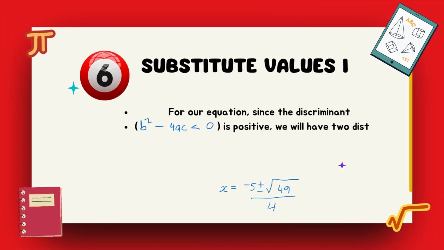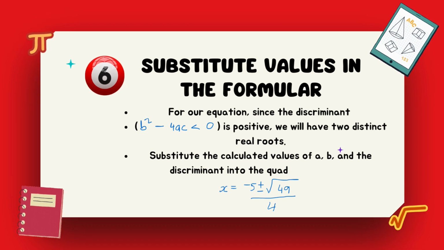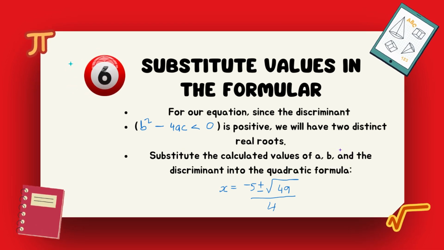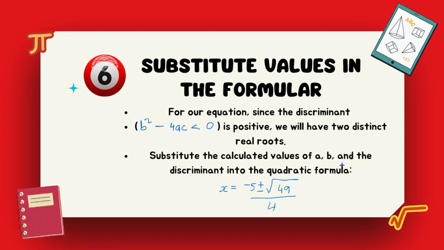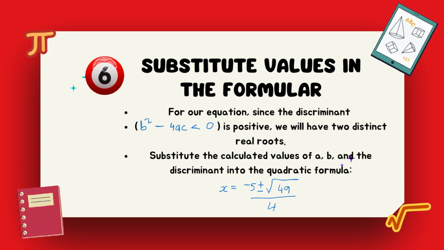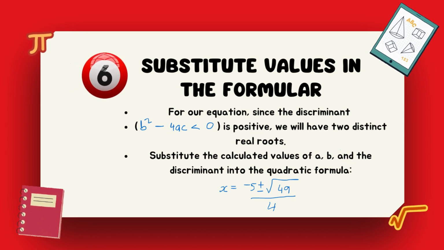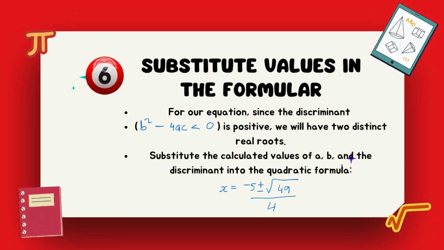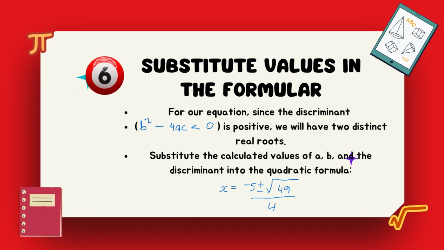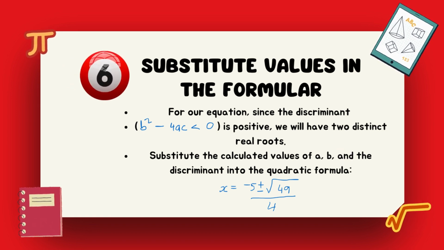Step 6. Substitute values into the quadratic formula. For our equation, since the discriminant, b squared minus 4 times a times c, is positive, we will have 2 distinct real roots. Substitute the calculated values of a, b, and the discriminant into the quadratic formula. x equals -5 plus or minus the square root of 49, all over 4.